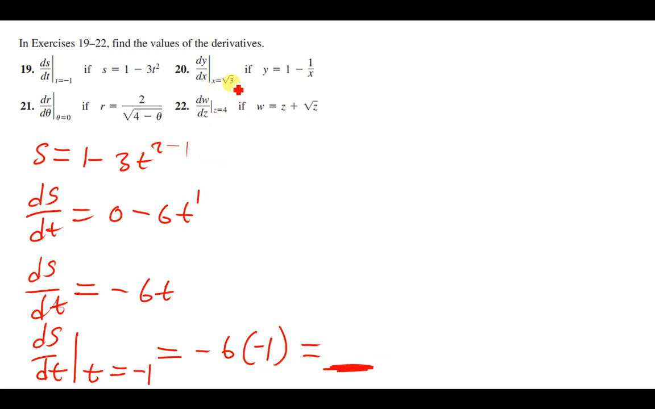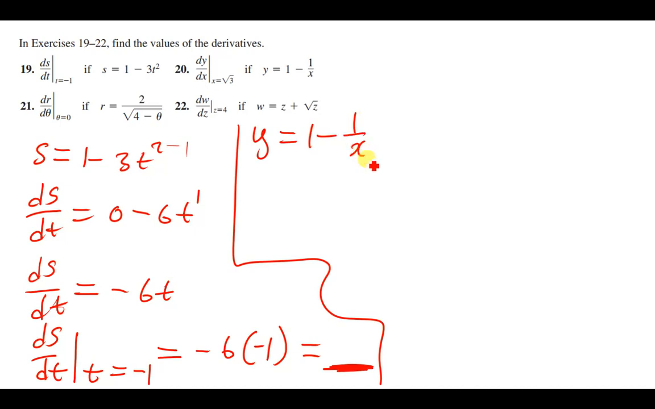The next part of the question is asking us to find dy/dx, given that y is equal to 1 minus 1 over x. This can also be written as y is equal to 1 minus x to the power negative 1.